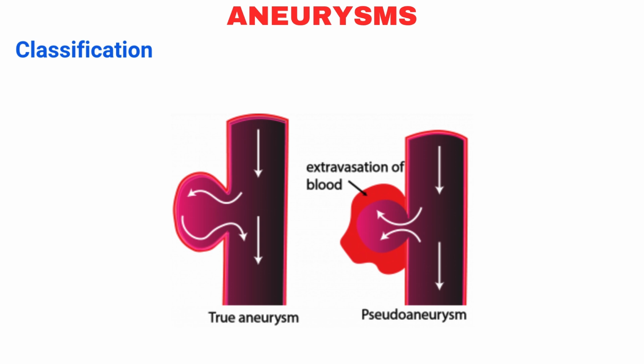False aneurysms may result from trauma, infection, peripheral artery bypass graft surgery, that is, at the site of the graft to artery anastomosis, or arterial leakage after removal of a cannula. For example, femoral artery catheter, intra-aortic balloon pump.